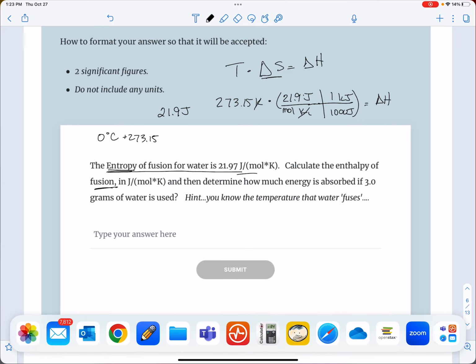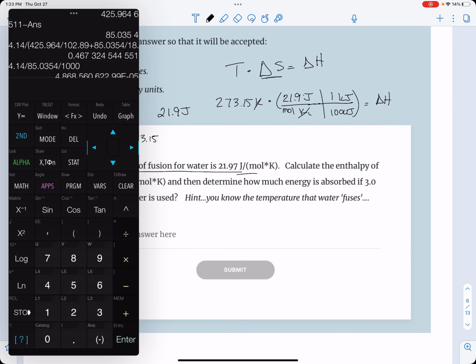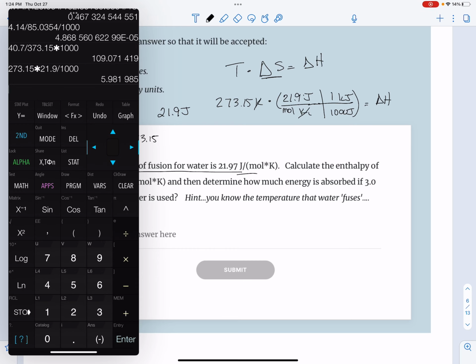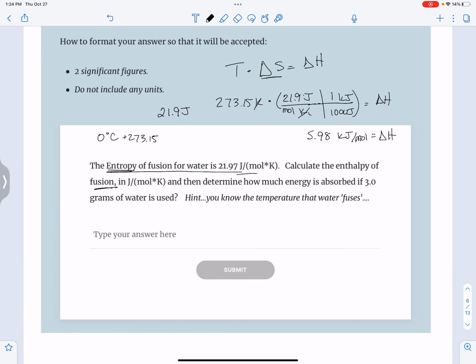So I'll put this up here. And I'll say 273.15 times 21.9 divided by 1,000 is delta H. So 5.98, and this is kilojoules per mole equals delta H. Now that's not the final part of the question. It wants to know how much energy is absorbed if we have that many grams of water used. So this is a two-stepper.